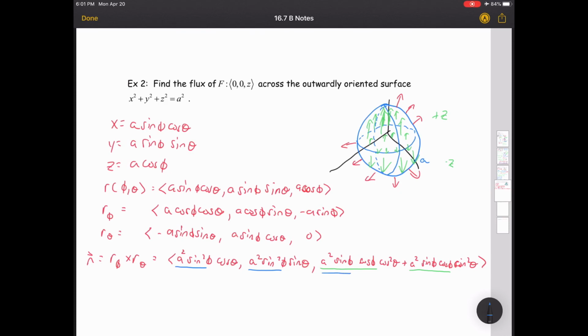So I'm going to go ahead and take an a squared sine phi out to the front. It's just going to make doing the dot product a little bit easier later on. You don't have to do this step that I'm doing right here. It just makes it a little bit easier for the dot product. Okay, so let's see. A squared sine phi. If I take that out, that's going to leave me with cosine theta, sine theta, and then what is that going to leave us with? That's going to leave us with cosine phi. Does that look right?